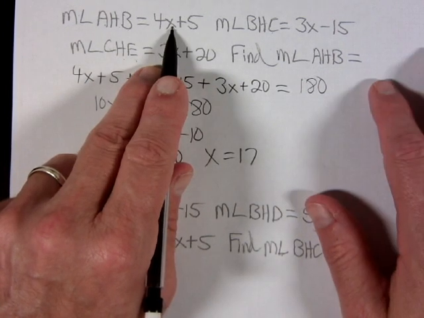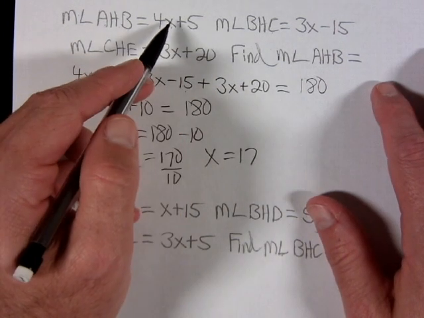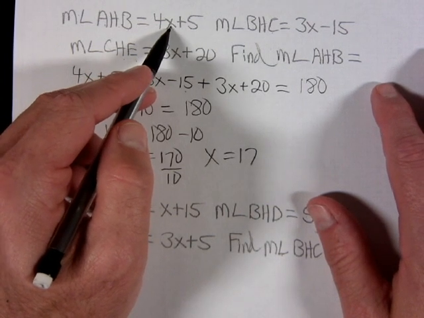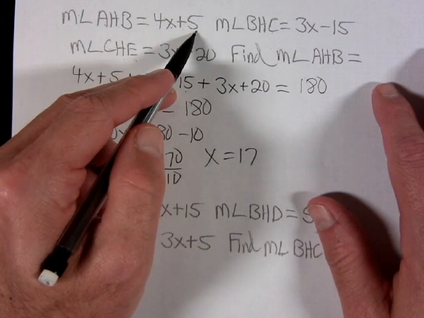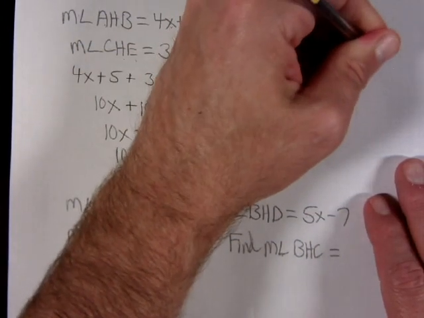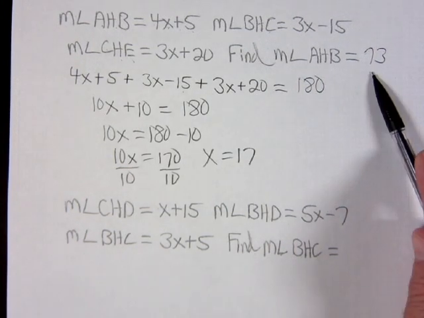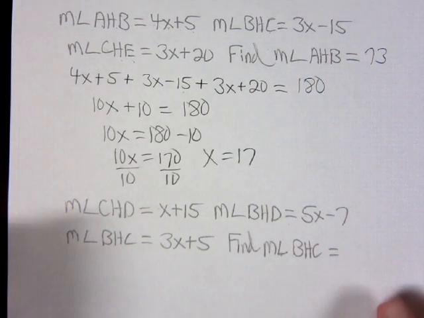So I need to do 4 times 17, which is 68, I believe. And then plus 5 would add up to 73. And so, again, we set up our equation based on their relationship. We use that equation to solve for x. And then we use that x to plug into the angle that they have asked me for to get the full answer. One more problem we want to look at.